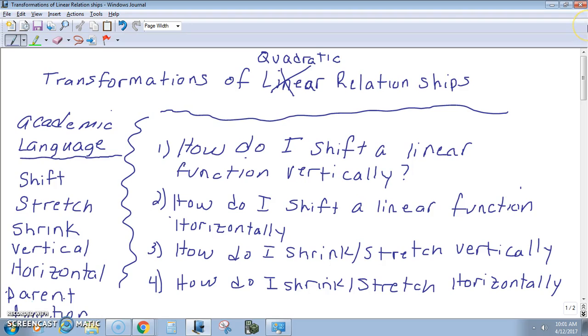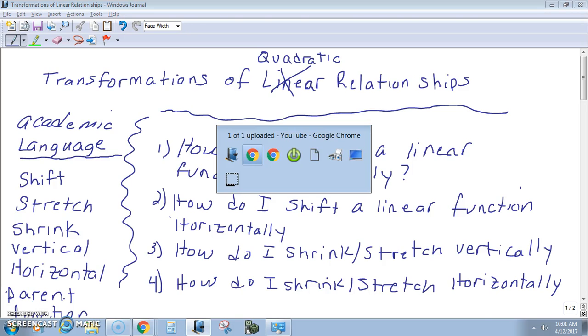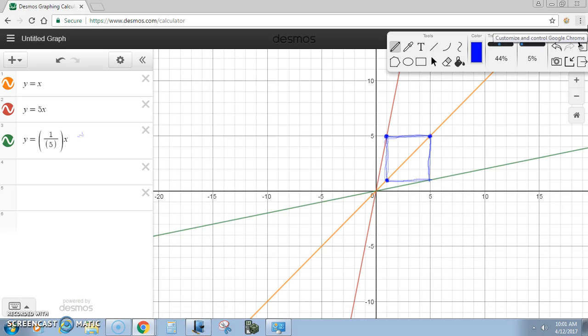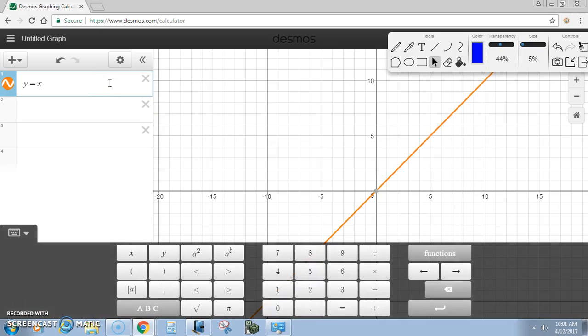So we're just going to take it over to the graphs now, and we're going to look at the parent function for a quadratic, how to shift it up and down, how to shift it side to side, and then how to make it fatter, skinnier, taller, shorter, okay, which is stretching it and shrinking it. So let's go over to our graphing calculator. I still have the other stuff on here, so we're going to get rid of these. And my parent function for a quadratic is x squared.